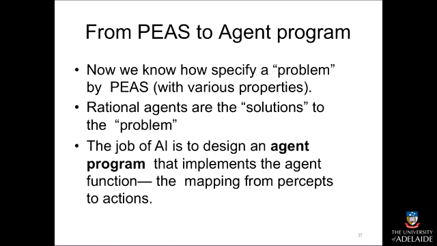Okay, so for the last few minutes of the lecture, I want to talk about how we go from a problem that's specified by these performance, environment, actuators and sensors, to rational agents as our solutions to the problem. The job of AI, the job of you guys as AI programmers, is to design the agent program that implements the agent function, the mapping from percepts to actions.